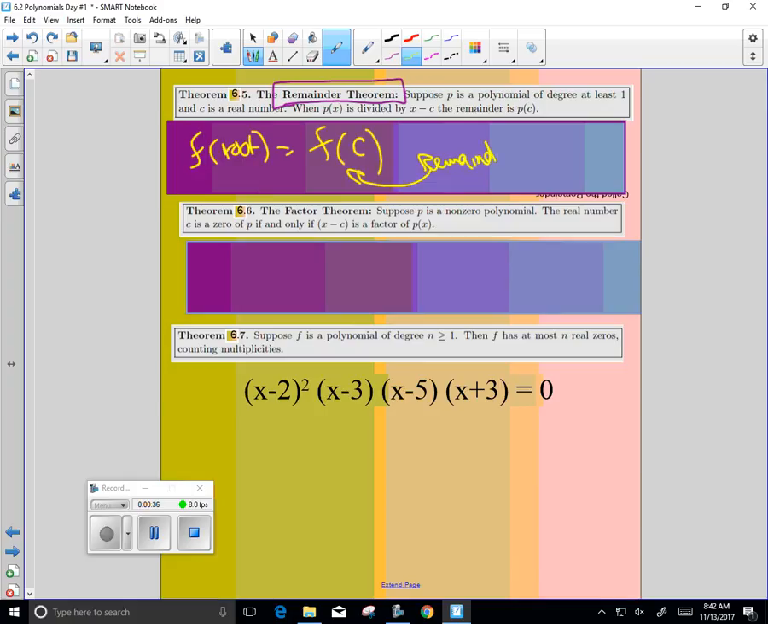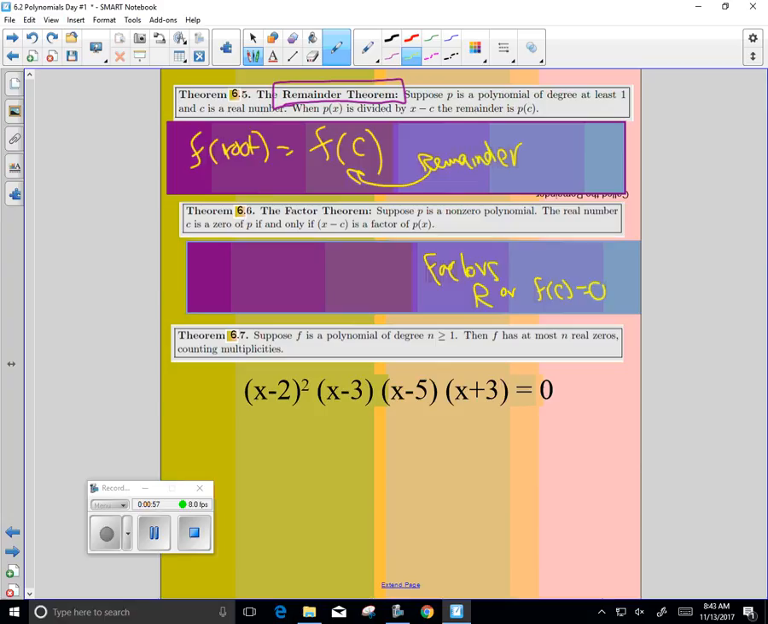Of course, if it factors, the remainder equals what? That equals 0. But if it doesn't factor, it's just f of c. What do you mean? Just f of c, that's it. The remainder is f of c, f of that root.